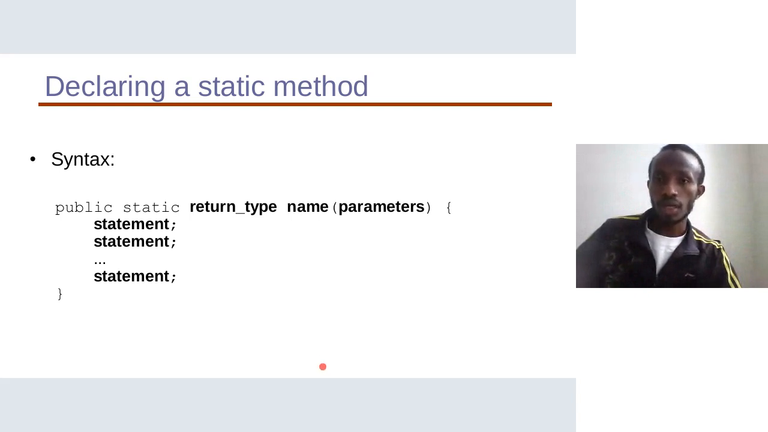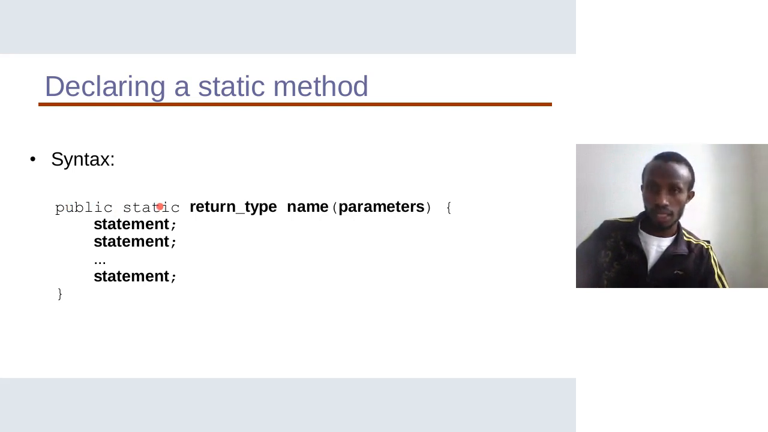And this is the general form of a static method. We start with the keywords public static. The public determines the accessibility of that particular method. How far can it be accessed? You can have it as private or even protected. Then the static keyword remains. Then we have the return type and the name. And finally, you have the parameters.